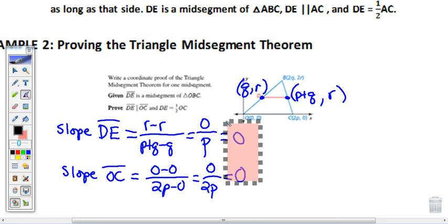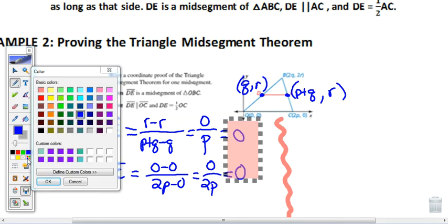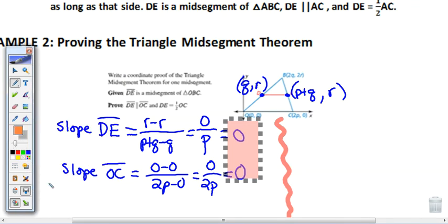Okay, good. Now, we need to show that DE is equal to half of what? Okay, let's do the distances here. I'm going to make a little t-chart. All right, let's math it up.